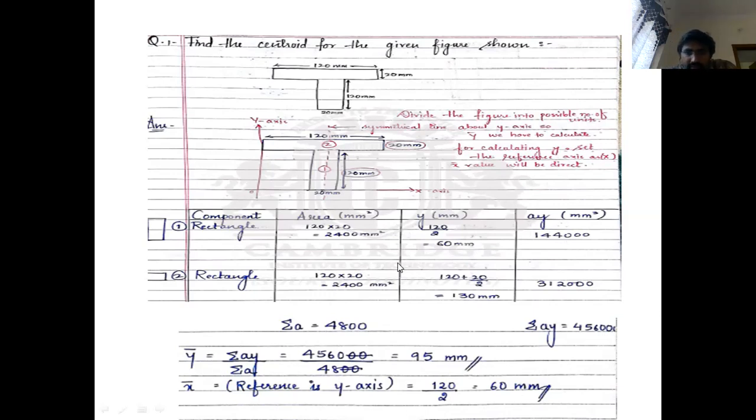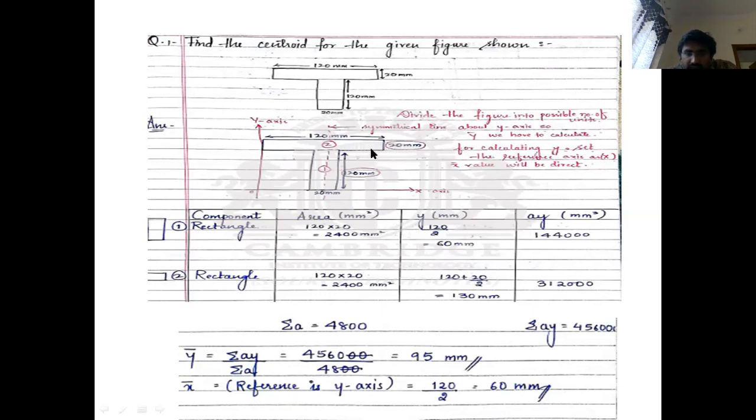1,44,000. And similarly, if you take the second rectangle, what is the CG I will get? The reference axis is here, but the second rectangle is here. So I need to start from this distance plus 20 divided by 2, because the reference axis is here. And what is the CG of this 20?